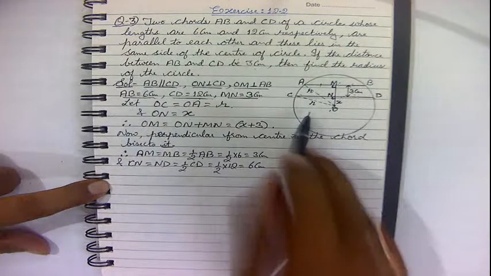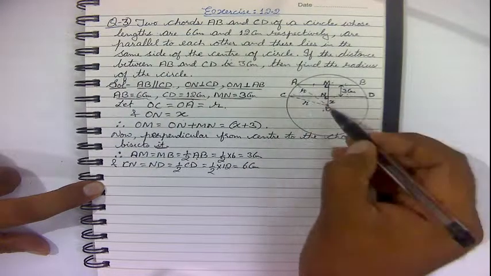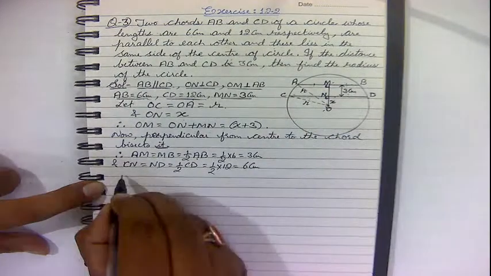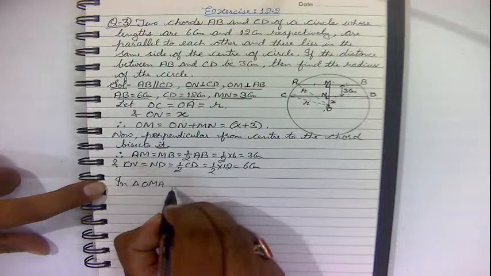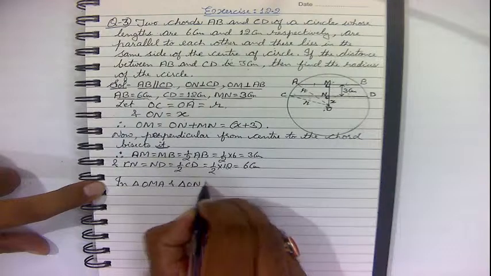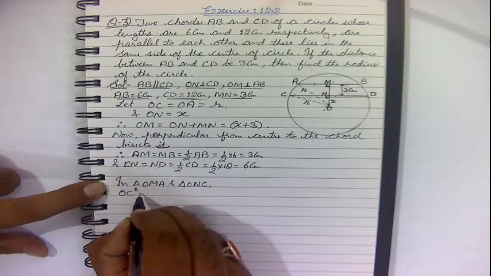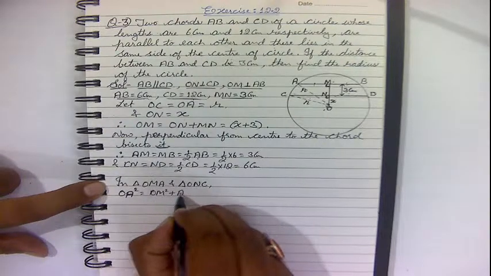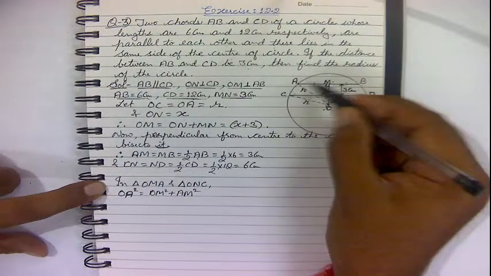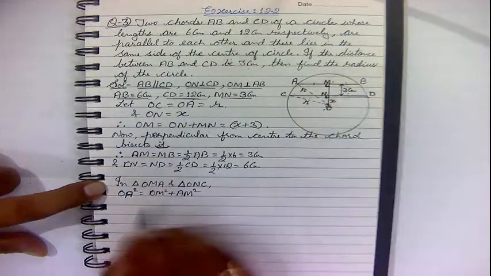Now here, if you check out the figure, figure में देखो, अब there are two right triangles. One is OMA and the other is ONC. So take the two right triangles. In triangle OMA and triangle ONC, what do we have? First let us take OA squared is equal to OM squared plus AM squared. We have this in the triangle OMA. OA squared equals OM squared plus AM squared using the Pythagoras theorem.